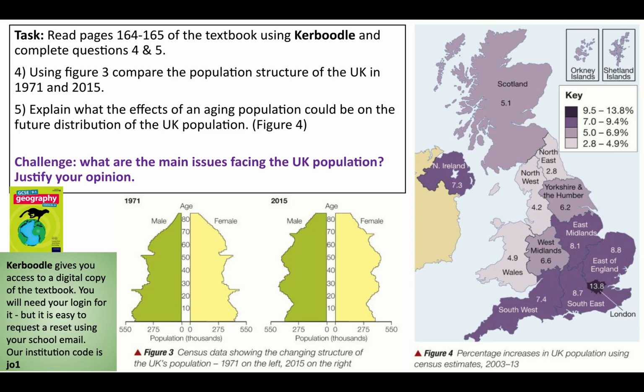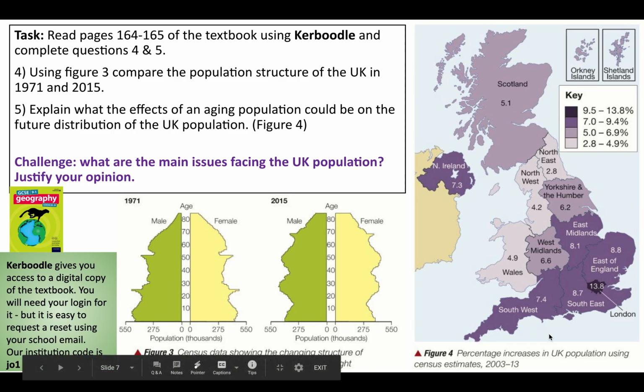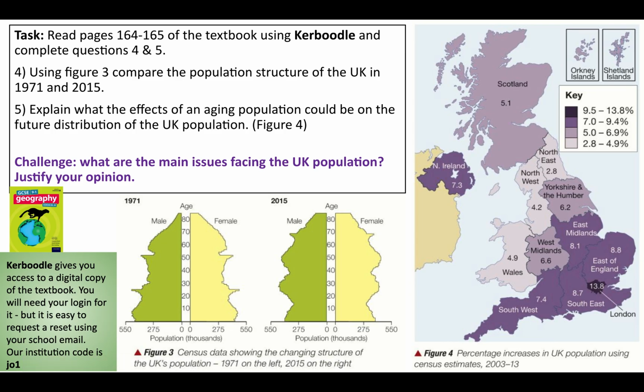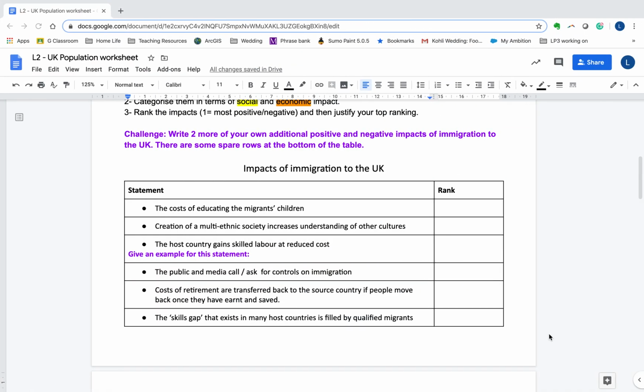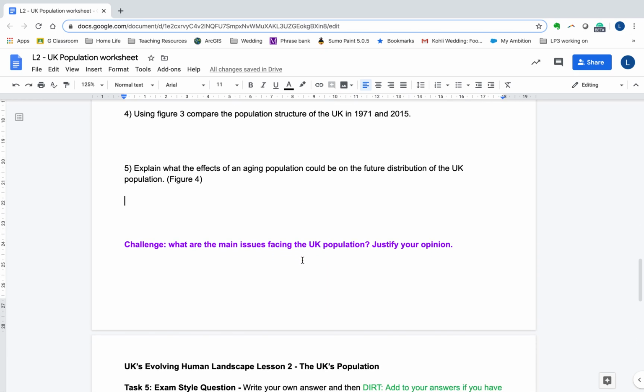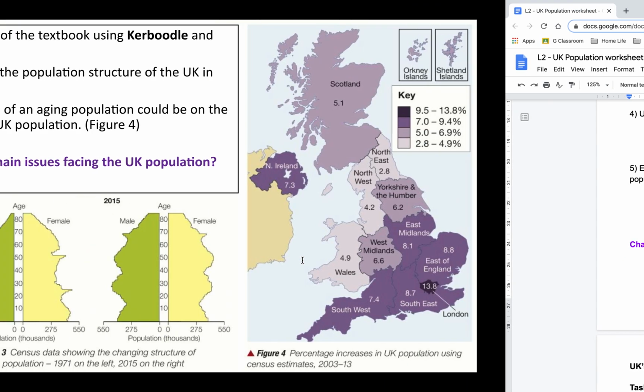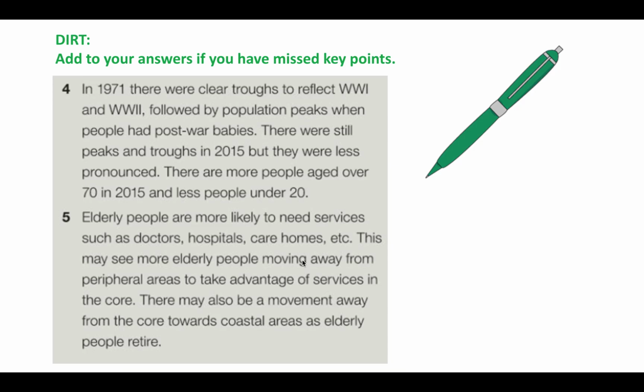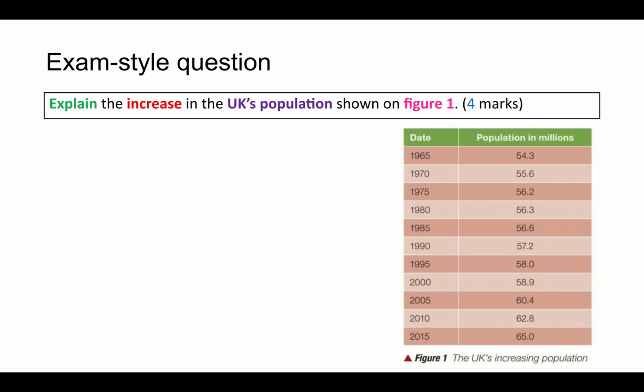Okay, so those 2 questions for me, please. Explaining what the effects of an aging population are on the future distribution of the UK's population. Where do older people maybe want to live? Where would they like to live, okay? And what might that do to the UK's population densities? And those questions, you are answering them down here in your worksheet, okay? Please do correct your answers once you're done with those.